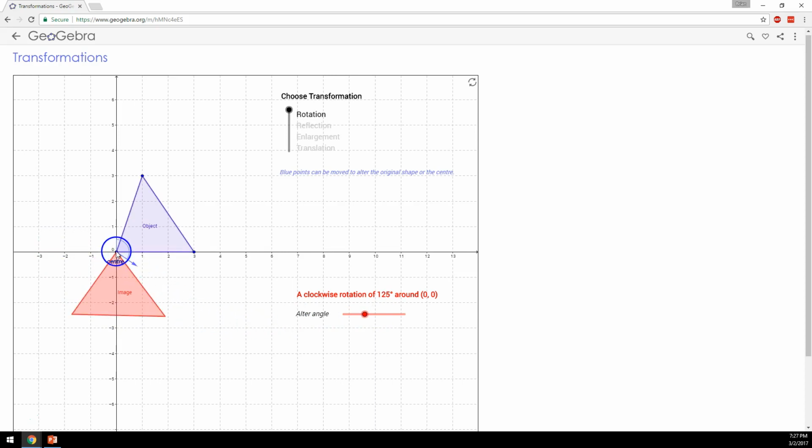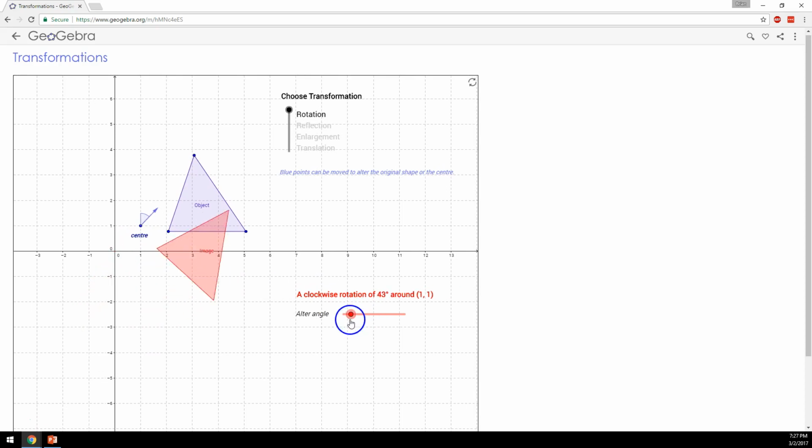But we don't necessarily have to have our fixed point at (0, 0). You could technically move this, and it'd be the same scenario, rotating around that point though. And there we go.